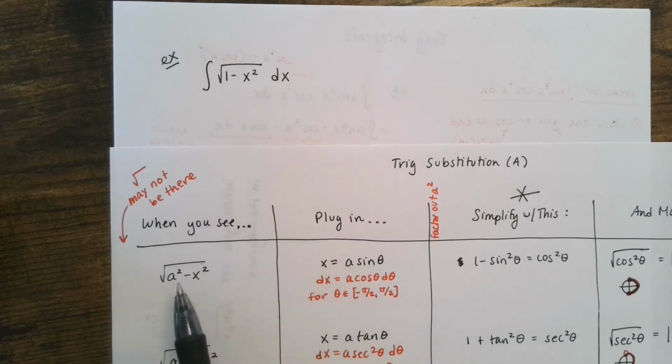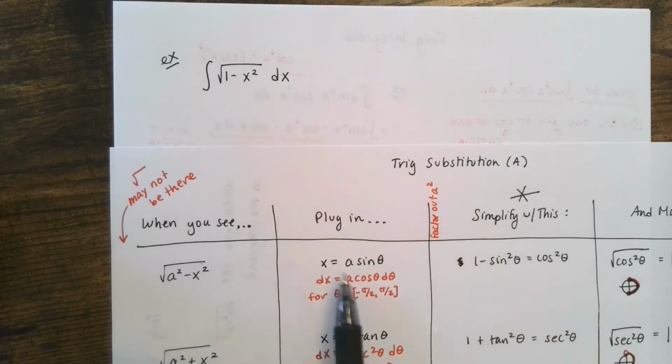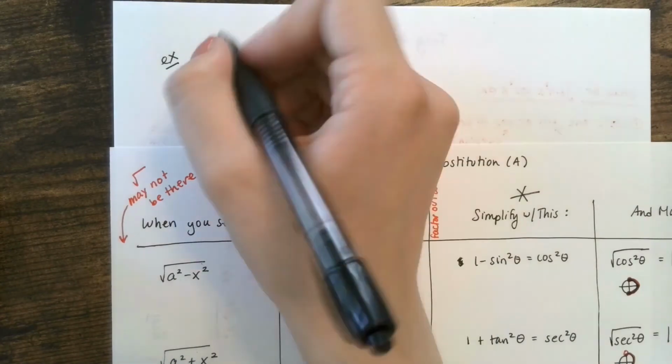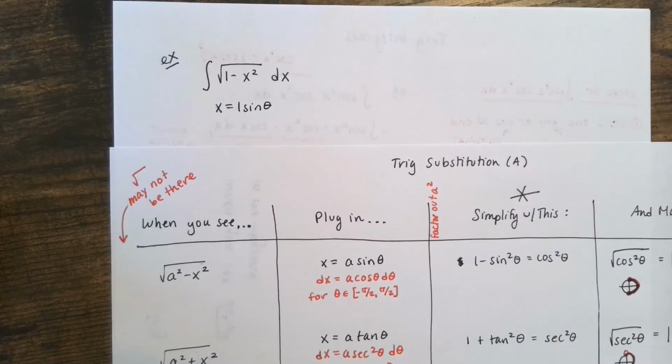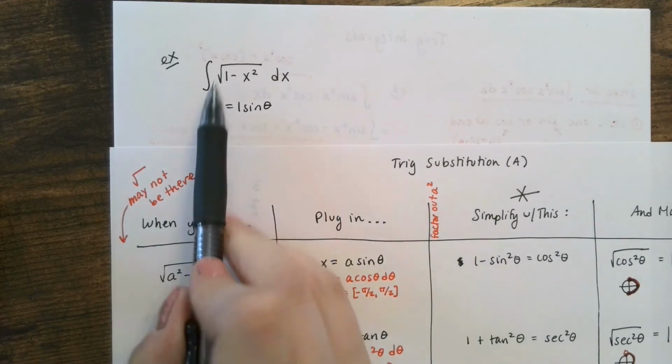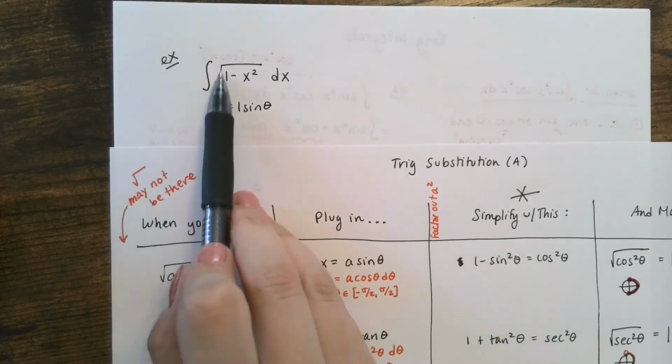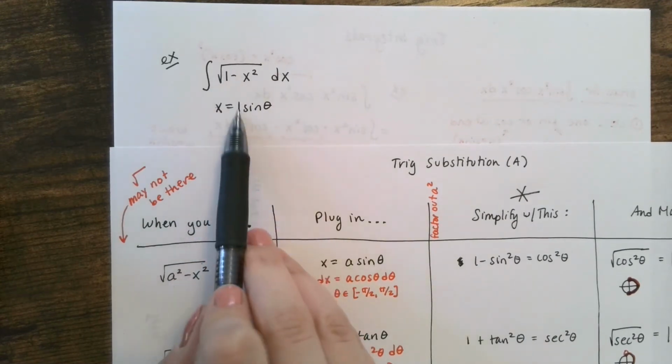So this is going to fit the first row of my chart here. When I see this, that's what I see here, where the a is 1. So a squared and a are both 1. Plug in this. Okay, so I'm going to choose x equals 1 sine theta. And again, this is the only case where these two numbers would be the same. If this was a 4, I would choose a 2 here.